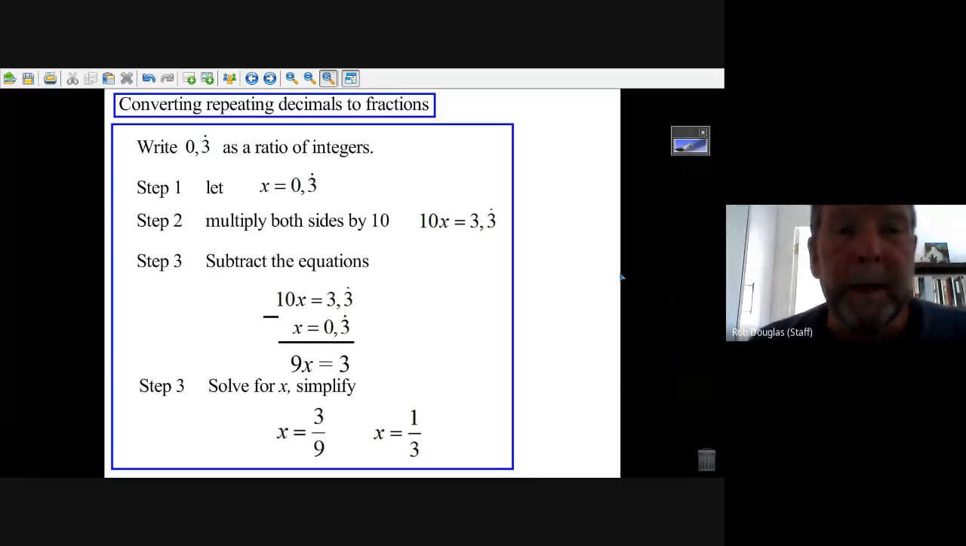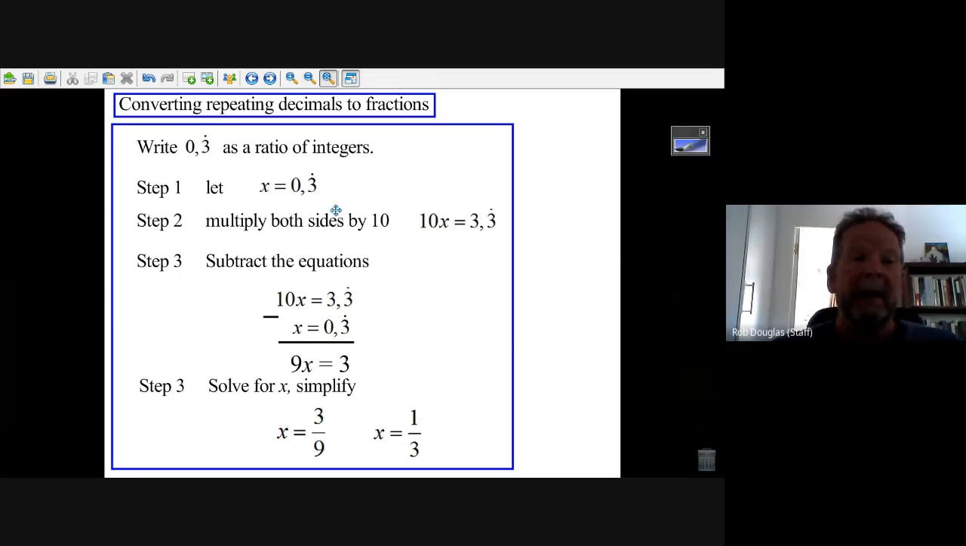Okay, now we're going to look at how to take a repeating decimal and turn it into a fraction. Let's look at this first, easier example. If you have 0.3 with a little dot on it, what it means is 0.33333, with the 3's repeating.